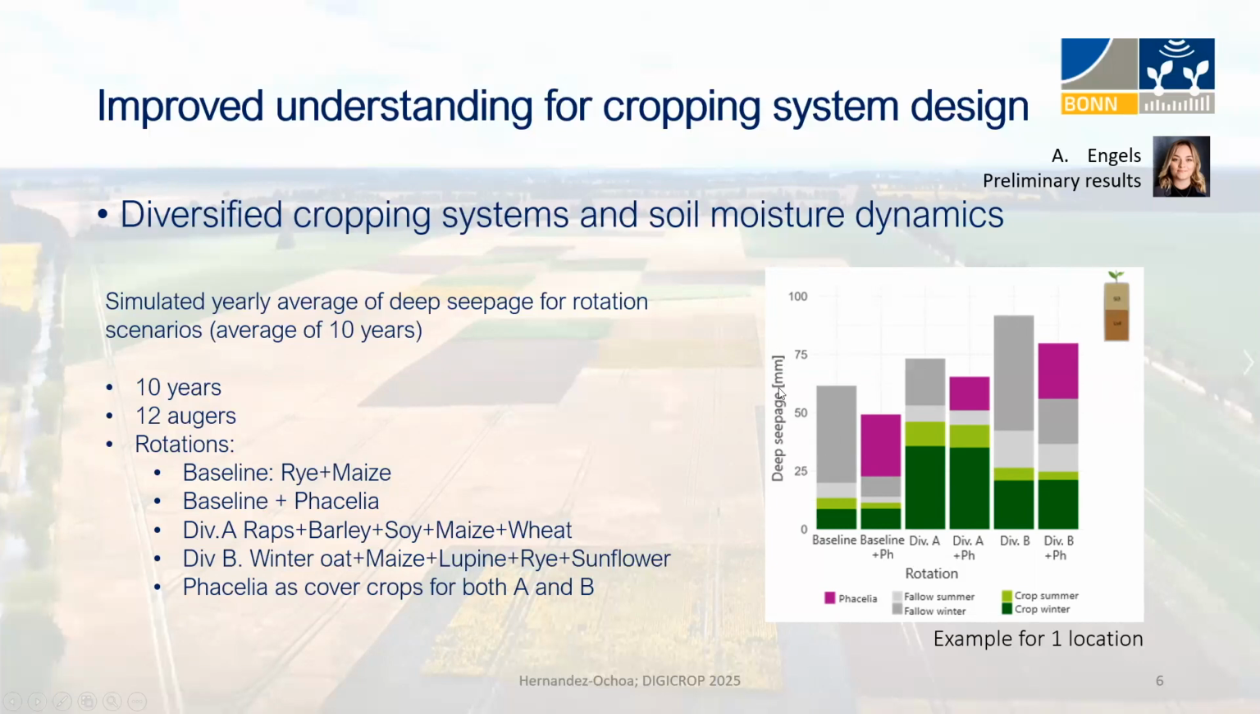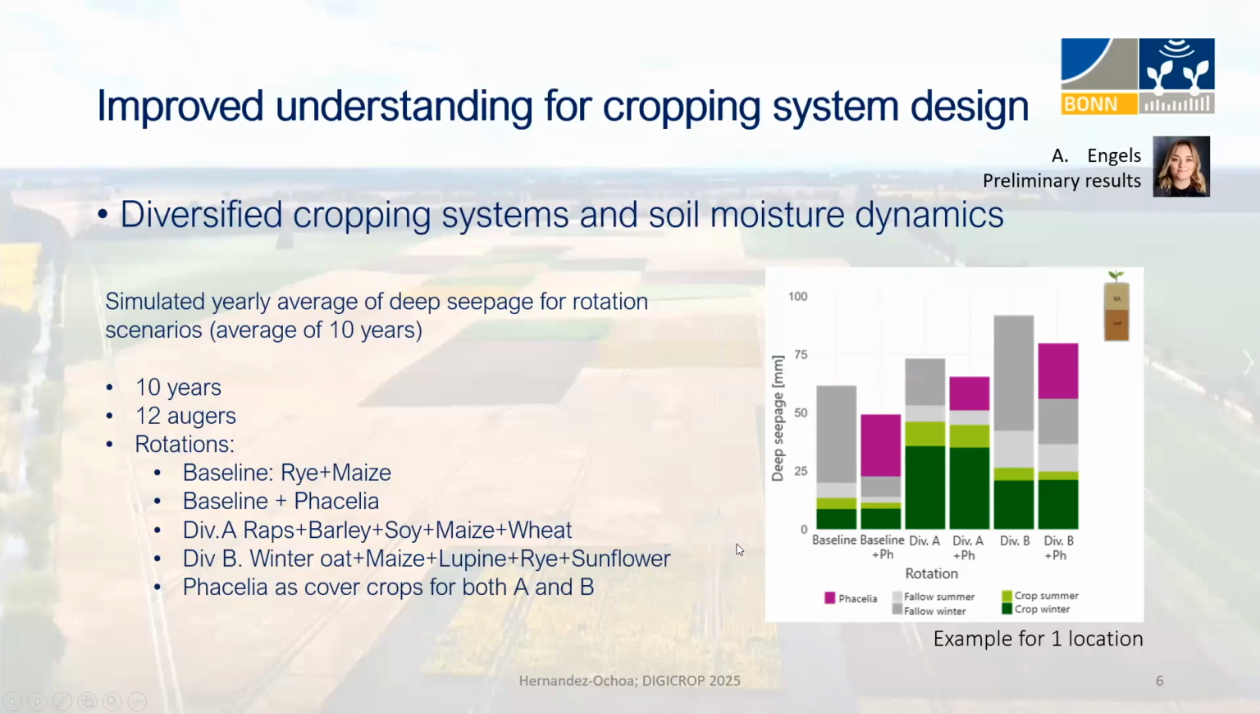And this is the deep seepage. So how much water leaves the soil profile. And we can see that there was an impact of the diversified crop rotation on the soil moisture dynamics, where the diversified crop rotation B had a higher water seepage compared to the other rotations. Also, we can see that with the addition of Phacelia, which is here this bright pink or purple, typically led to a reduction in the deep seepage.